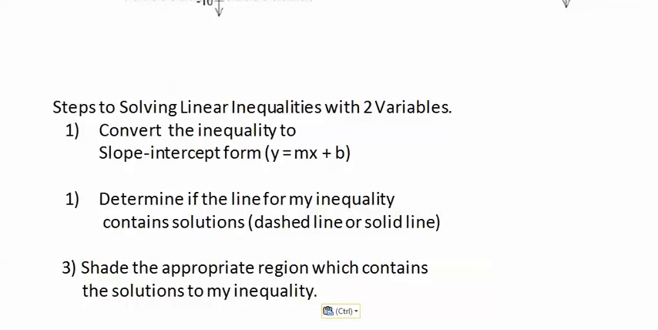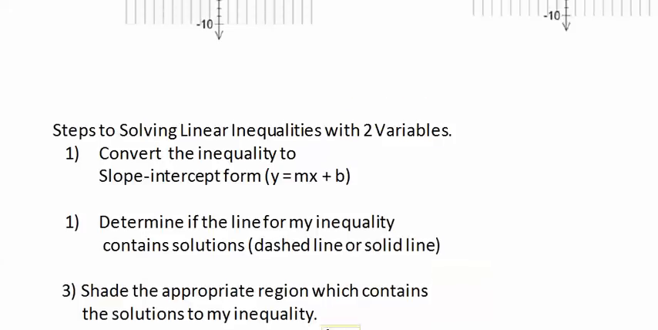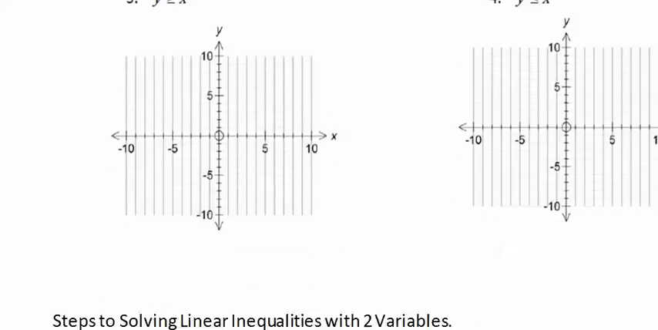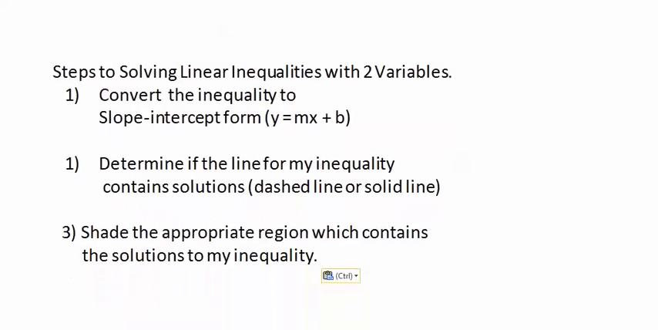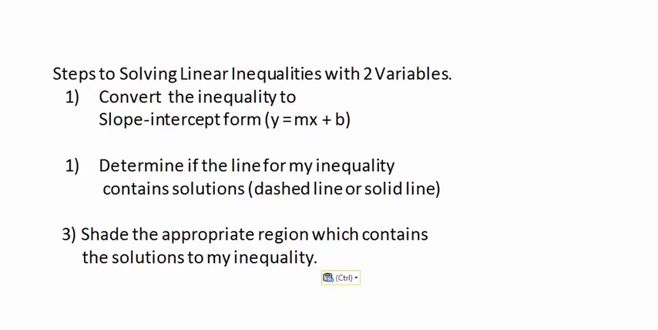And so we learned that the first step is to convert the inequality into slope-intercept form, which is y equals mx plus b. Well, for the cases of learning just the basic parent function, y equals x, or y is greater than x or less than x, we don't really have to do that because it's already given to us in slope-intercept form. But later, as the problems get more complicated, we'll need to remember this step.